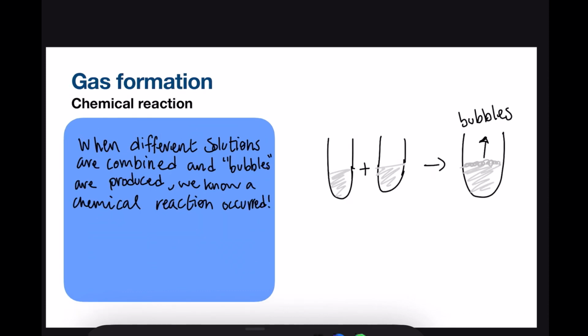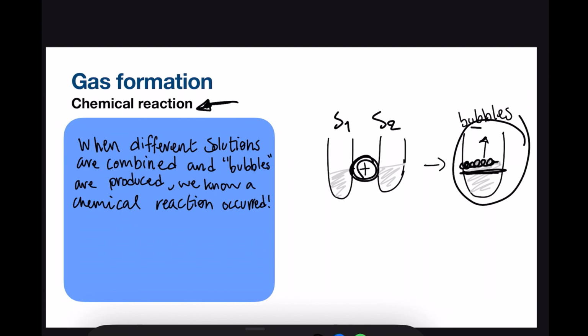The next evidence is gas formation. Now, in gas formation, this is solution 1 and this is solution 2. When they are combined and their product bubbles, we know that a chemical reaction is occurring because this is an obvious evidence.